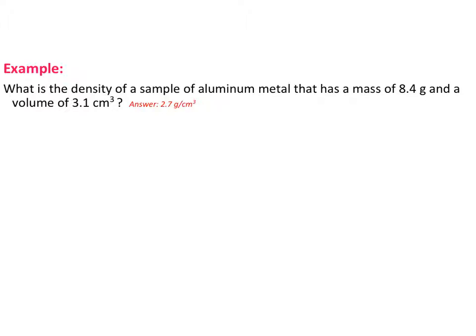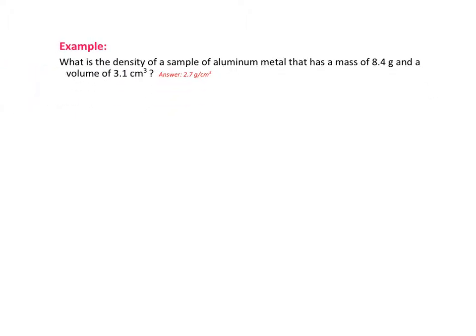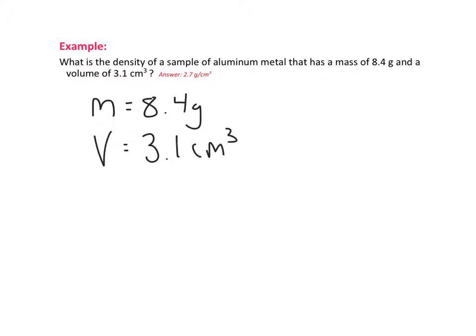All right, so let's take what we just learned and solve a sample problem. So I have a very particular way I like to solve out word problems. So I like looking at the word problem, and as I read it, I'm going to define my variables. So what is the density of a sample of aluminum metal that has a mass, so mass is M, of 8.4 grams, and a volume, which is V, of 3.1 cubic centimeters. And I'm looking for density, so D equals question mark.